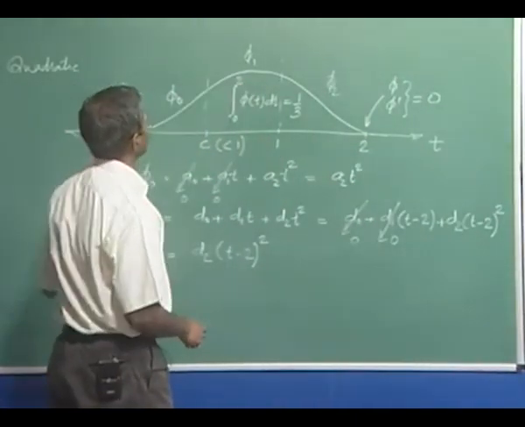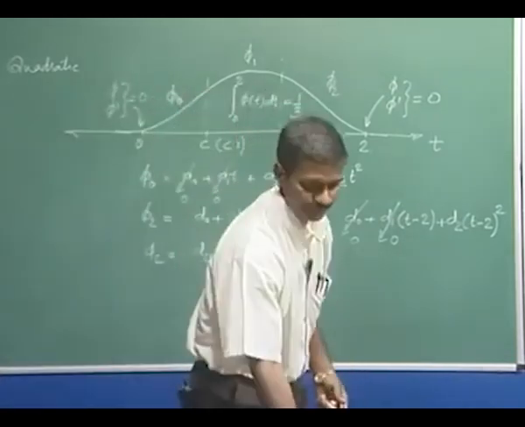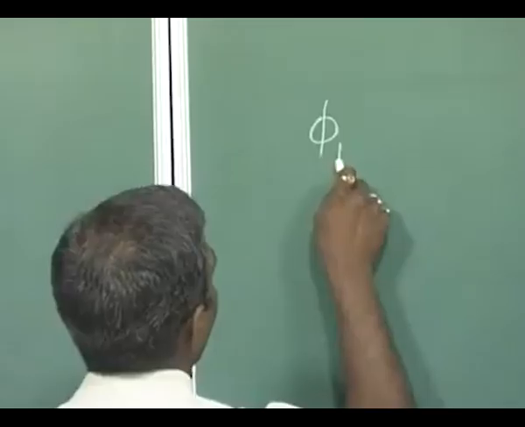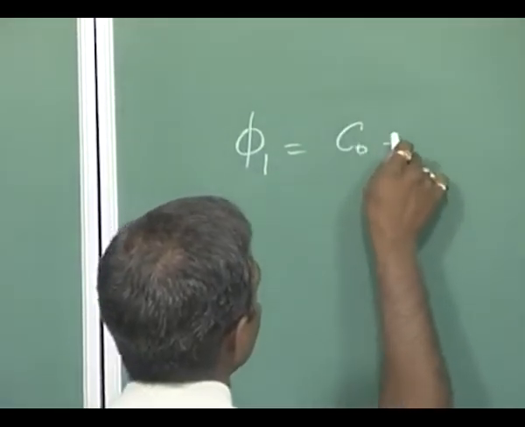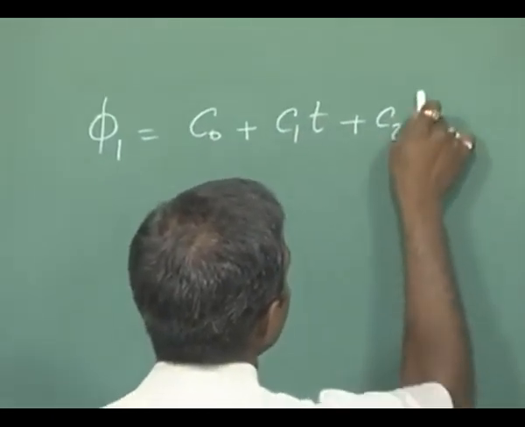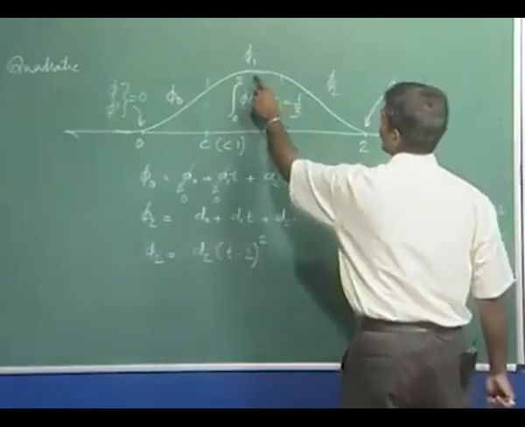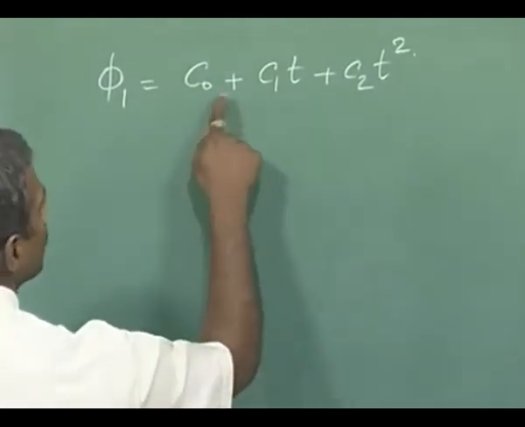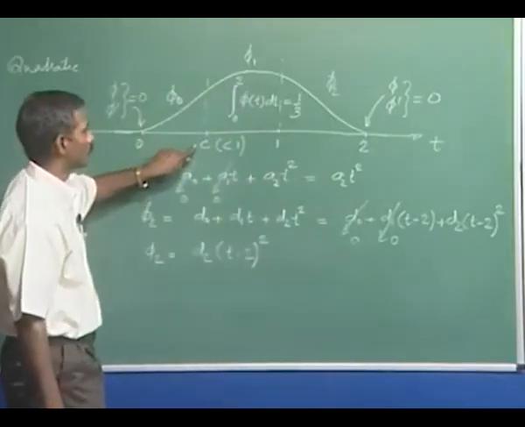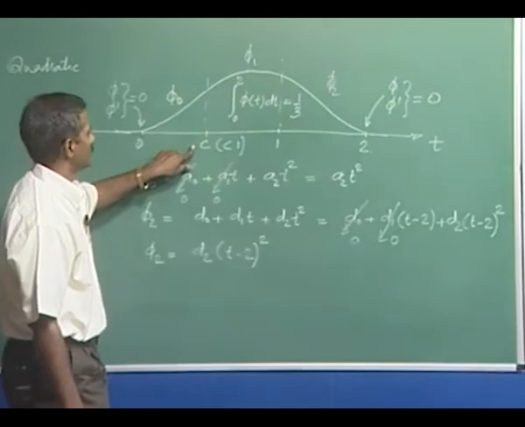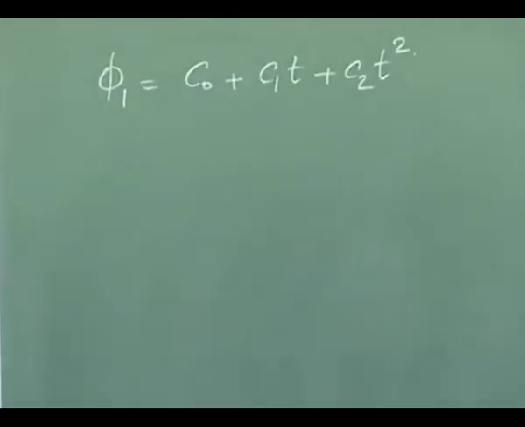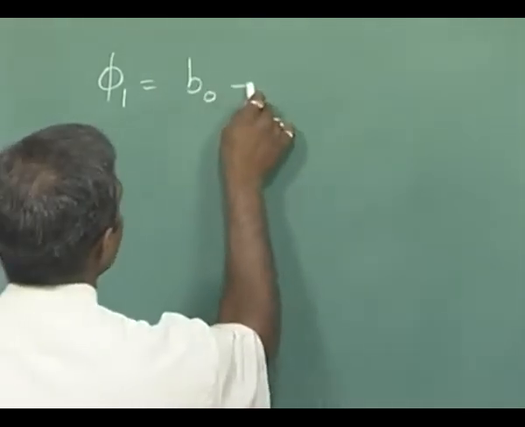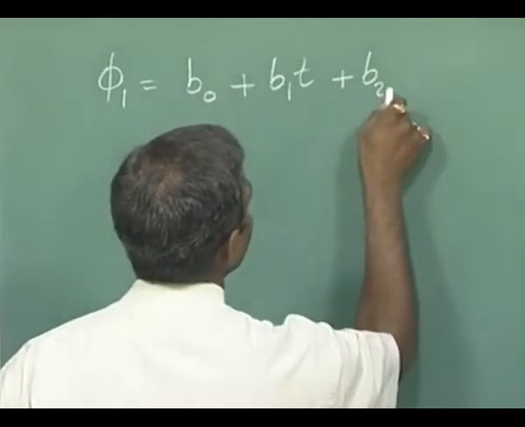Let's come now to phi 1. Phi 1 equals c0 plus c1 t plus c2 t squared. Phi 1 has to be a quadratic polynomial again. And let's try to find what c0, c1 and c2 are. By the way, these symbols may not be good for us to use because we are using the symbol C to represent one of the knots. So there might be some confusion later on. So let me rephrase phi 1 to be b0 plus b1 t plus b2 t squared.